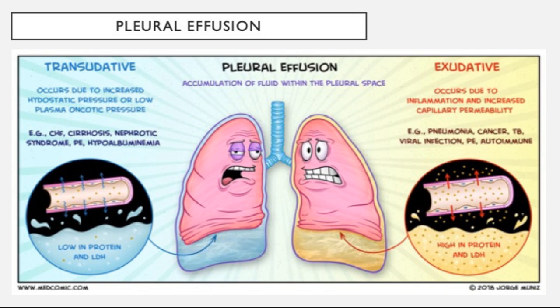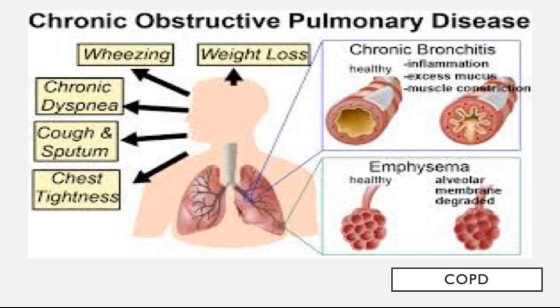Now, people with COPD could have two issues going on. One is chronic bronchitis, and that's when those bronchi are filled with inflammation and excess mucus, as well as muscle constriction within those bronchus walls, constricting and decreasing the diameter of those bronchi. Emphysema, on the other hand, is a destruction of the walls of the alveolar membrane, and they become degraded and do not function as well as a normal alveolus.